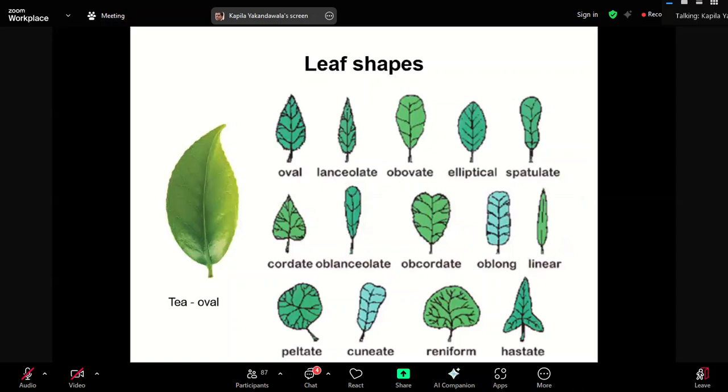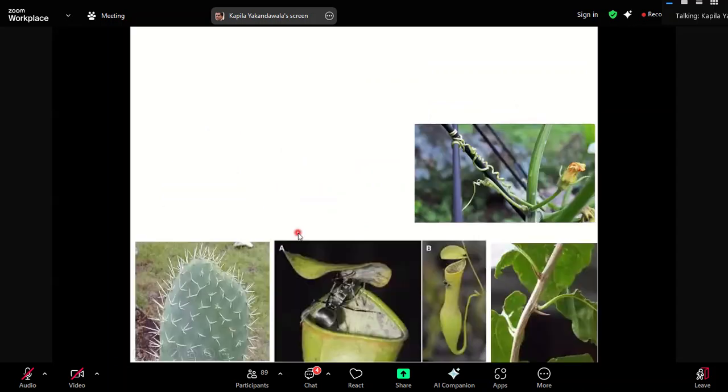So leaf shapes, there are different shapes, but you don't have to remember all these shapes. It's not practical. But in the practical class, they will give you a few shapes. So remember only a few shapes. It will be helpful in the practical only, right? For the practical, it will be helpful. So remember only a few shapes. No need to remember all the shapes. It's not possible. Right, leaf modifications.